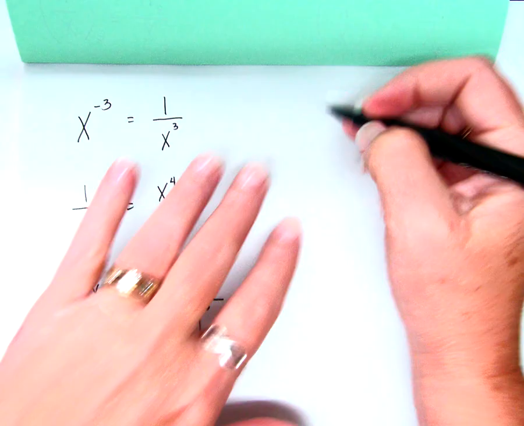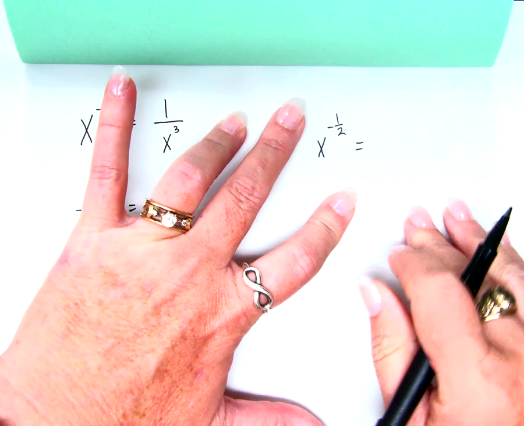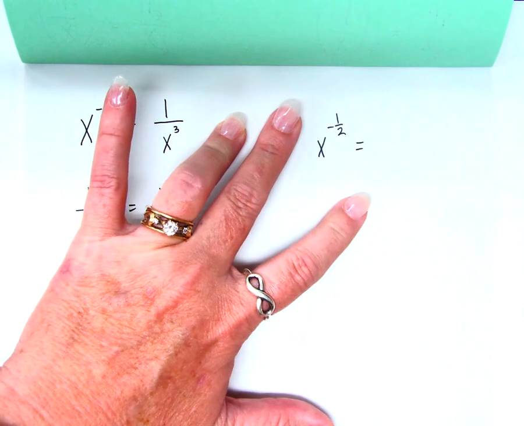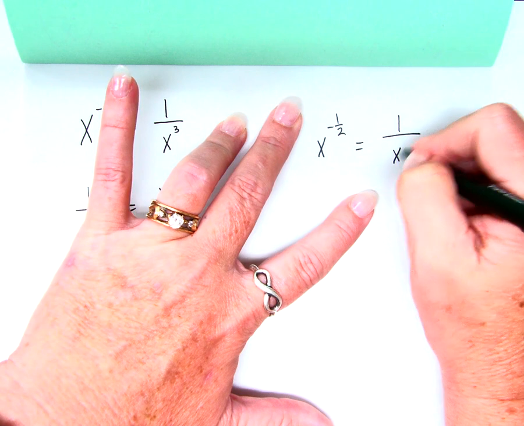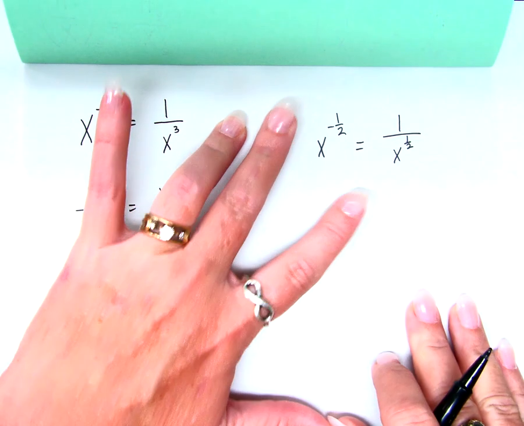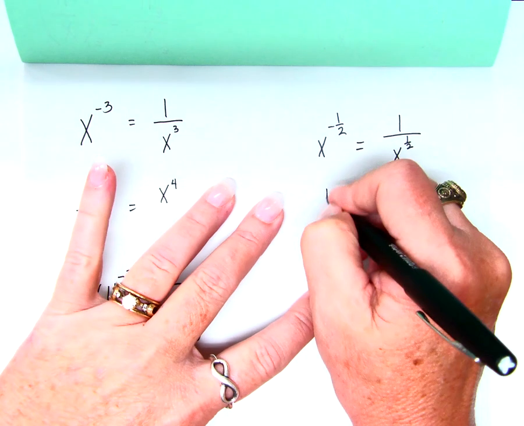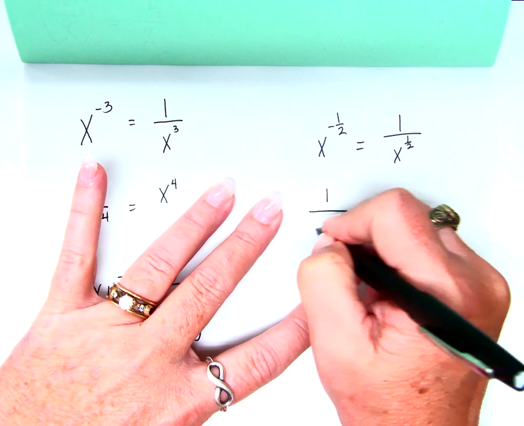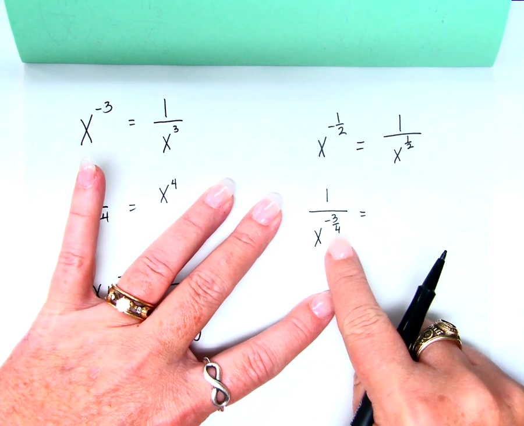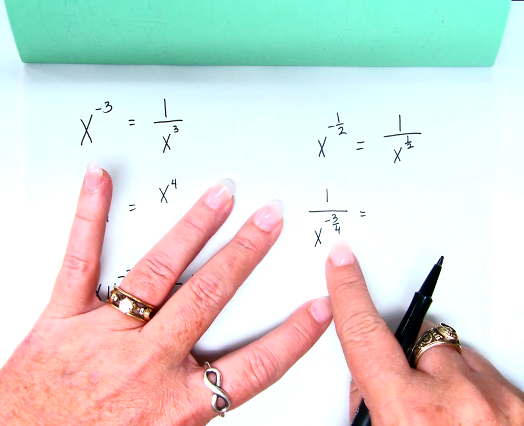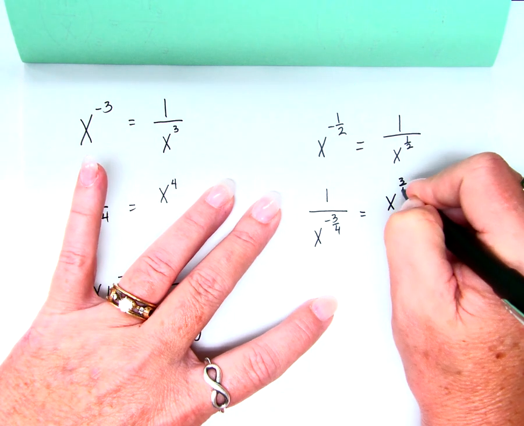x to the negative 1/2 power is so sad. It's in the numerator. Where does it want to be? In the denominator. And when I move it to the denominator, it is happy. 1 over x to the negative 3/4 power. This is so sad, and it's in the denominator, so it wants to be in the numerator, and when I move it to the numerator, it's so happy.